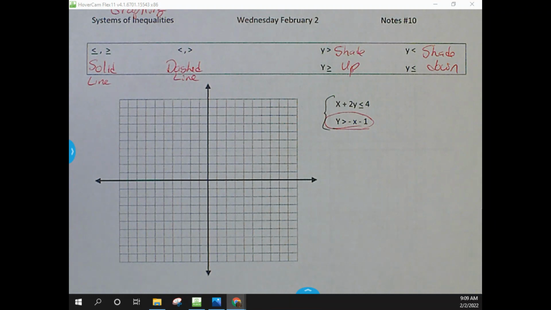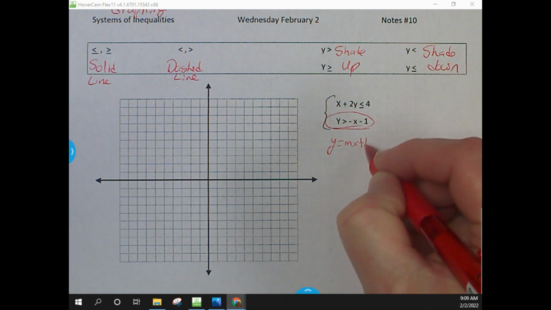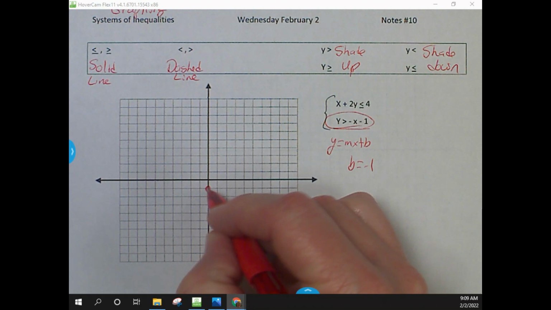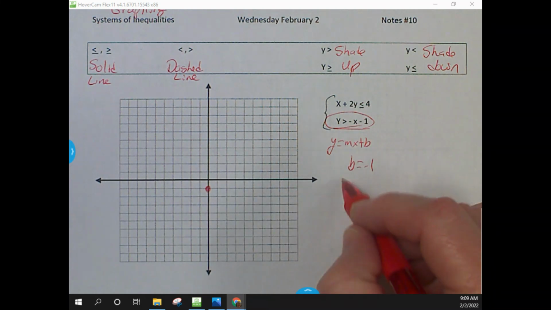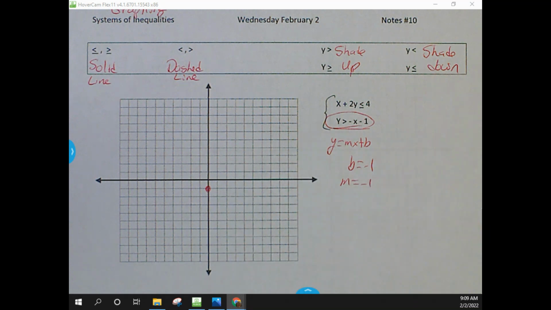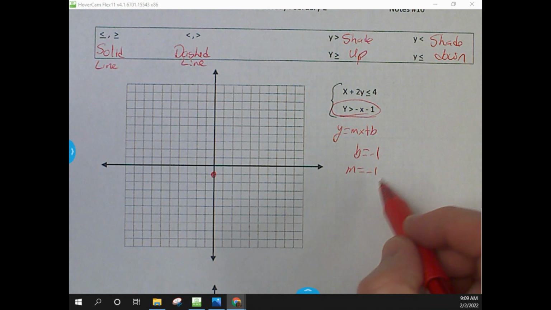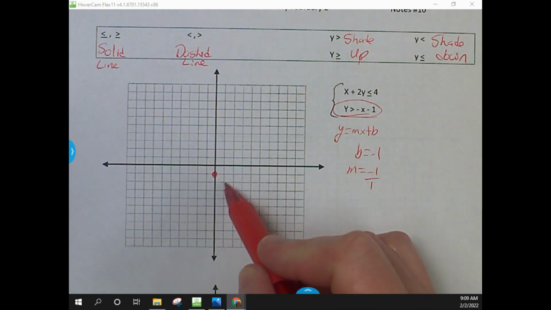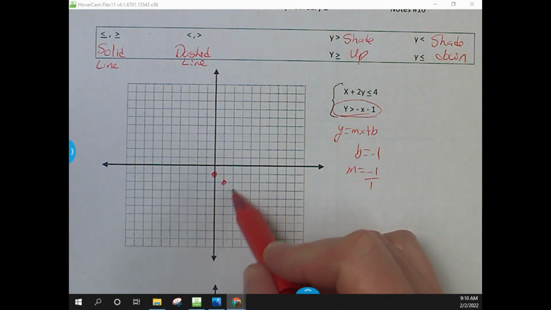So when we graph this one, our b value is negative 1. So we're going to start at negative 1 on the y-axis. Our m in this case is also negative 1. And when we're doing these, again, slope has to be a fraction. If it's not a fraction, just put it over 1. So to get the next point, we're going down 1 over 1 to get the next point here. Now, if we need to do it again, we could go down 1 over 1 here.